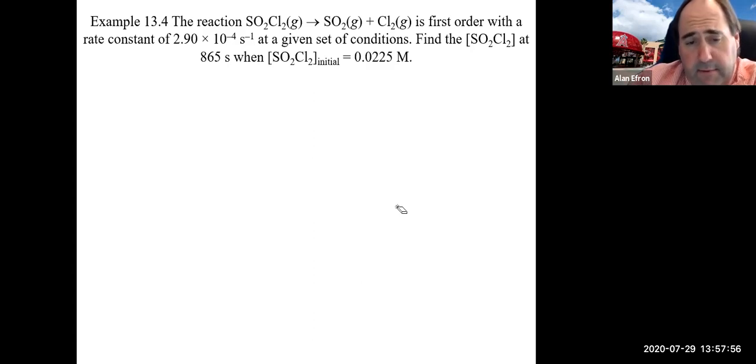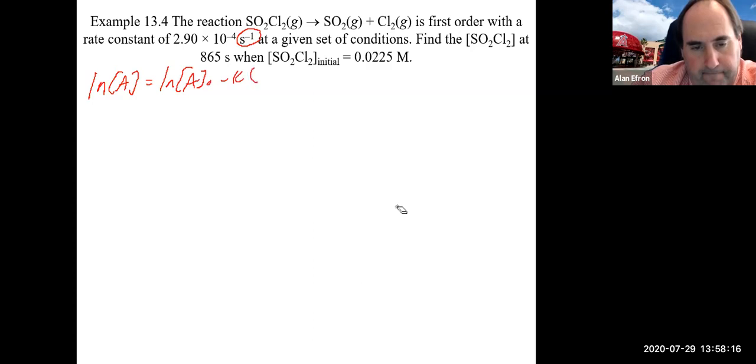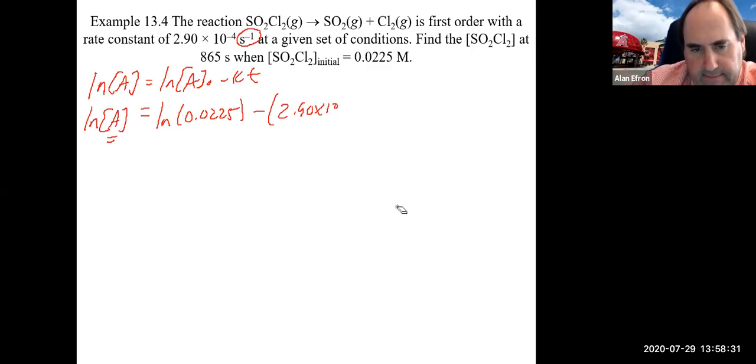Okay, so on this particular one, they were nice enough to tell us it's first order, but if we weren't given that information, we still have the units for the rate constant to tell us it is. So we want to use our first order equation here. In this particular case, we are looking for our final concentration, which would be this guy. Our initial here is 0.0225 minus our rate constant, which was given to us.